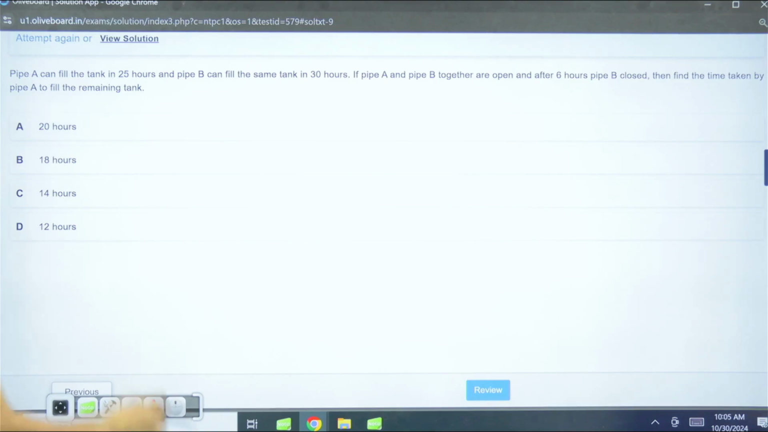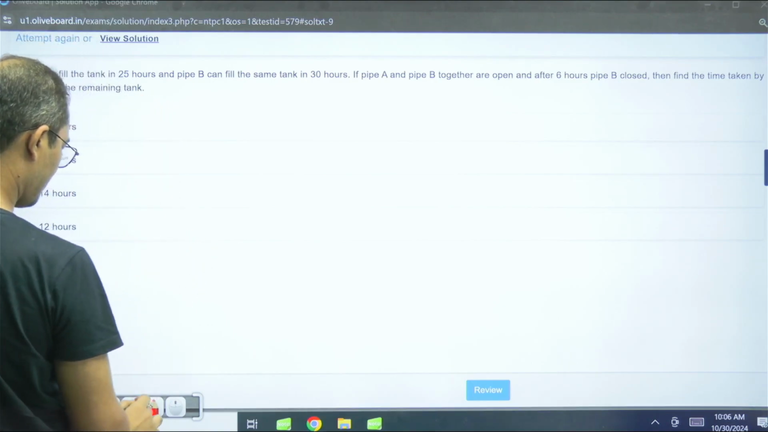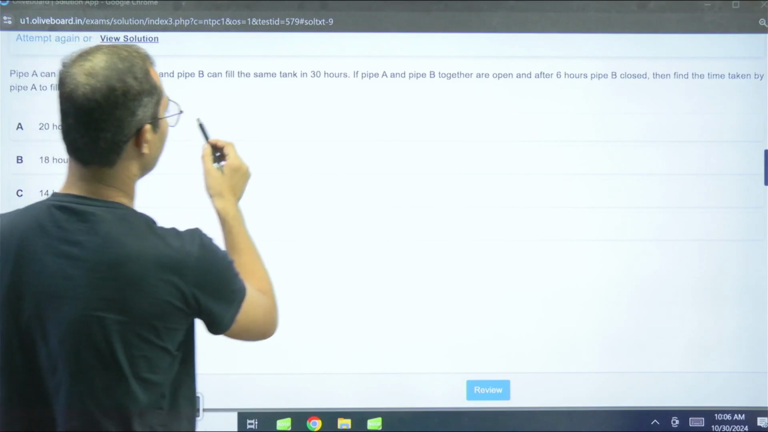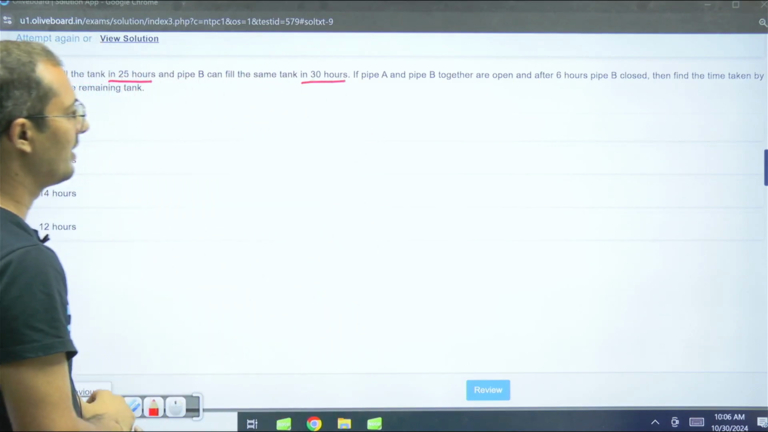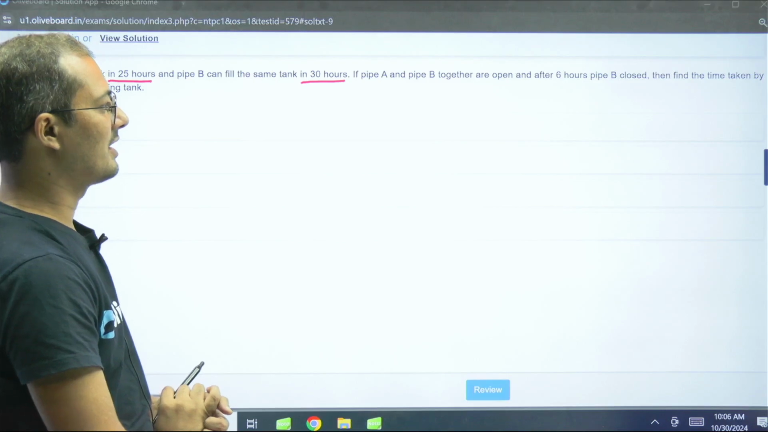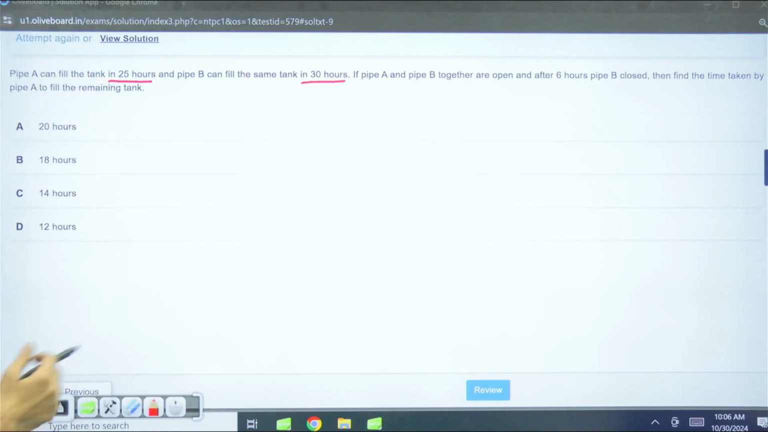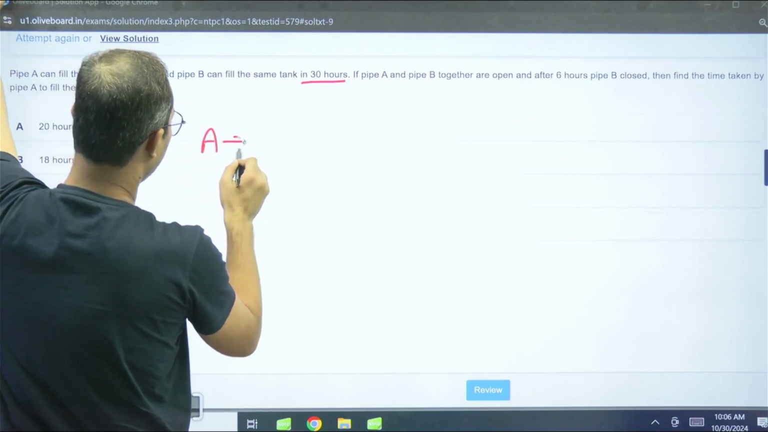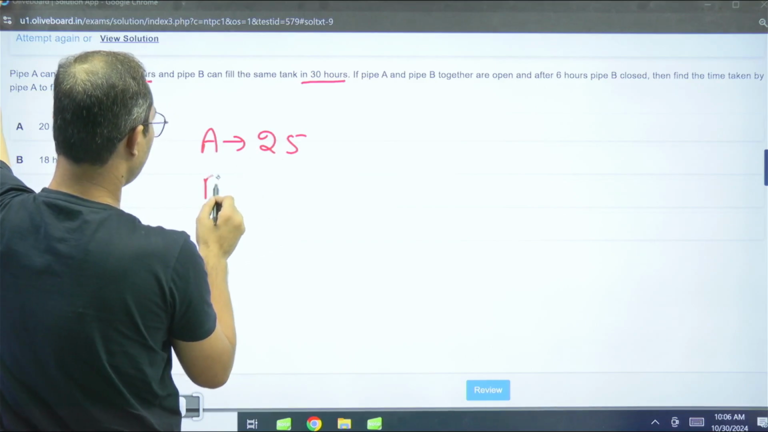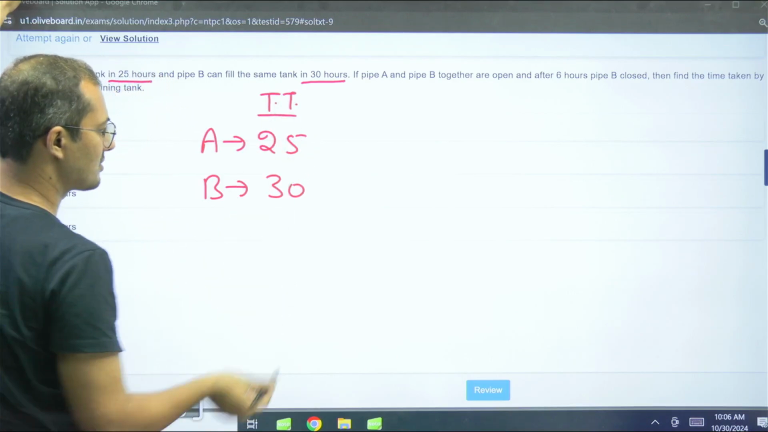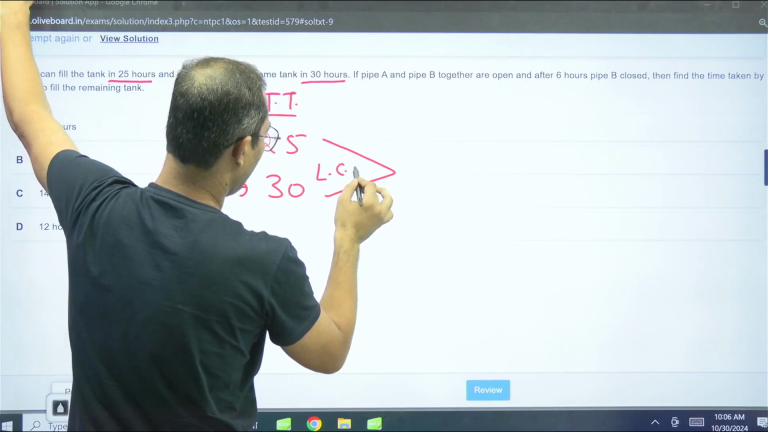See, pipe A can fill a tank in 25 hours and pipe B can fill the same tank in 30 hours, right? If pipe A and pipe B together are open and after 6 hours pipe B is closed, then find the time taken by pipe A to fill the remaining tank. So pipe A can fill a tank in 25 hours, whereas pipe B can fill the same tank in 30 hours, right? So this is the total time. So we are going to take LCM of the total time.